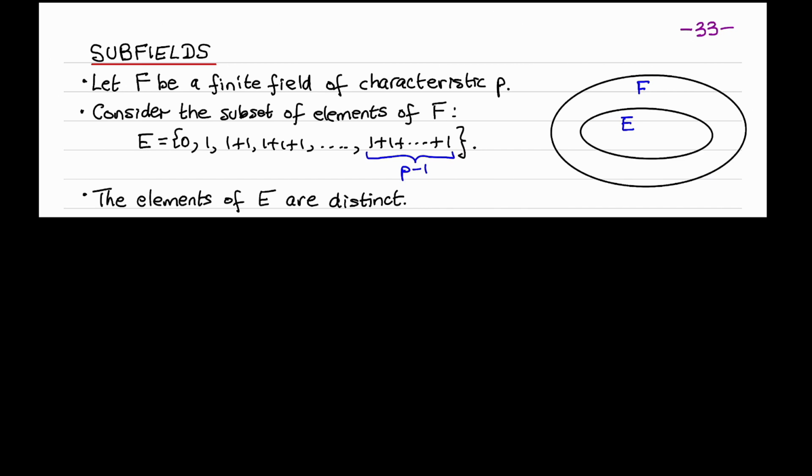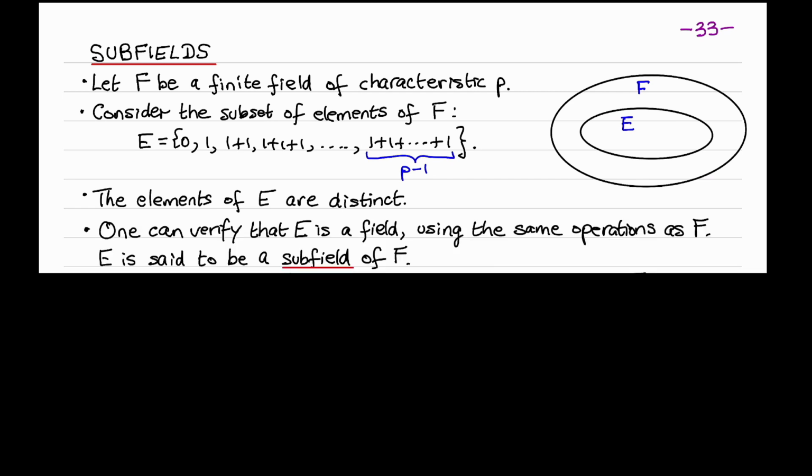And the next element in this list would be 1 added to itself P times, which is the same as 0. Again, that's because the field has characteristic P. One can now verify that the set E is also a field using the same operations for adding and multiplying elements as is done in the field F. E is called a subfield of F.